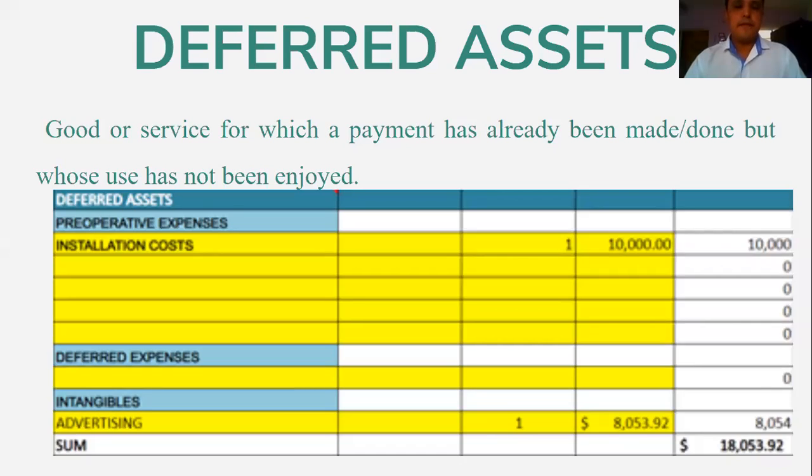Next we have the deferred assets. These resources go hand by hand with the assets and our payment commitments in the short term. The following are the installation cost, which is 10,000 pesos, and we have the advertising, which is 8,051 with 92 cents, being in total 18,053.92 pesos.